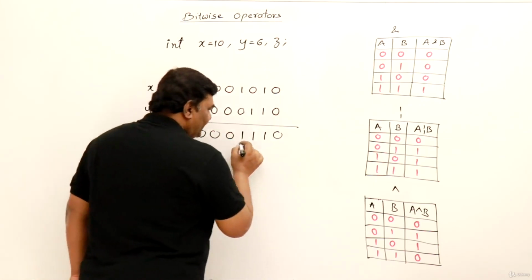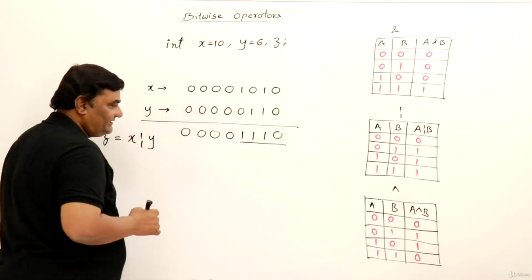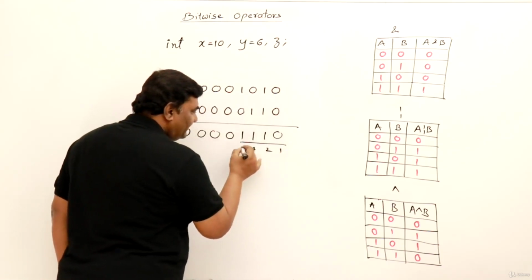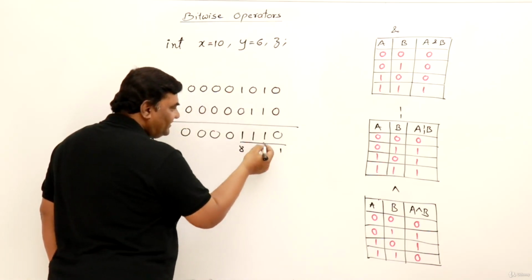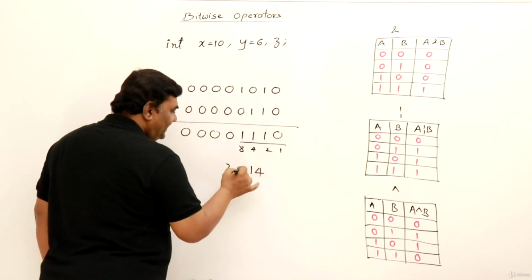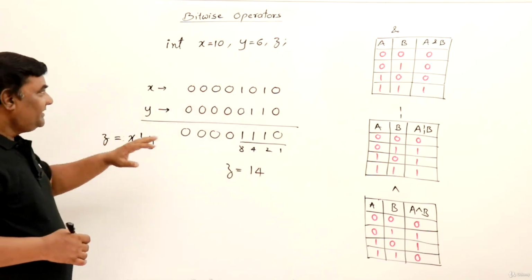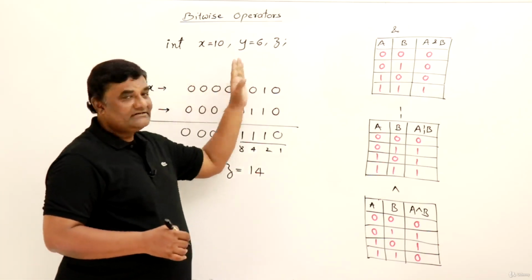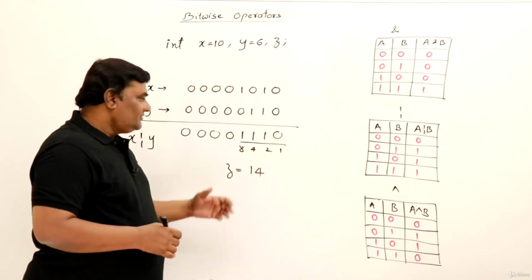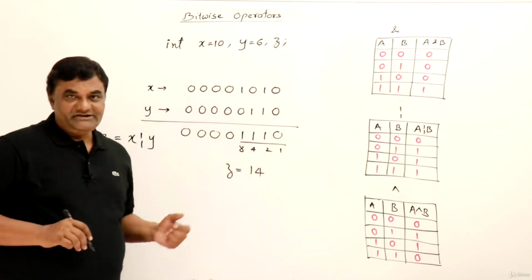So what is the binary number? This portion is the binary number. How much is this? This is 1, 2, 4, 8, so this is 12 plus 2, 14. So the answer is 14. z will have the value 14. So bitwise ORing of 10 and 6 gives 14. Right? So this is the OR operation.